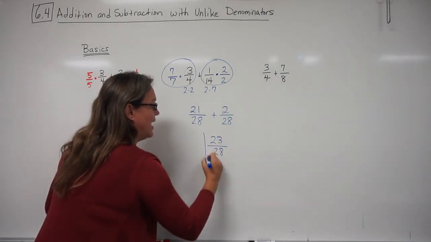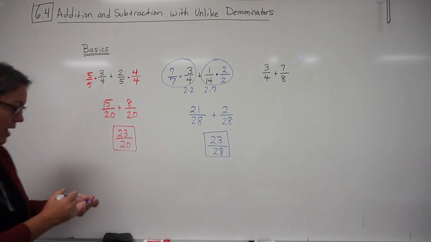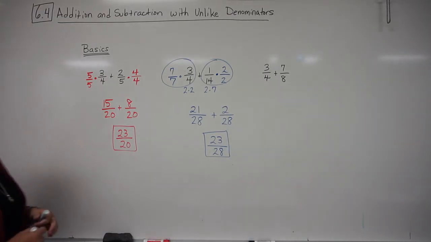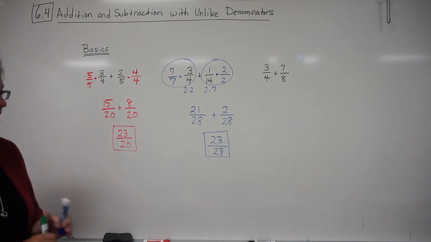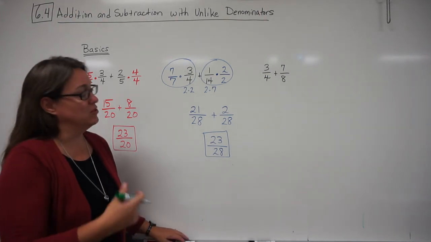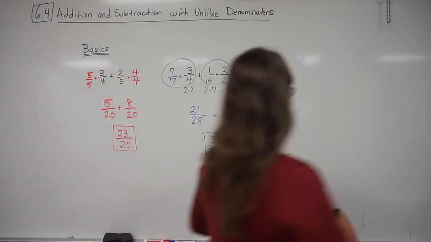keeping the bottom. Again, we want to think about whether or not we can reduce. In this case, we can't reduce, so we leave it as it is. There are no common factors other than 1 between 23 and 28.